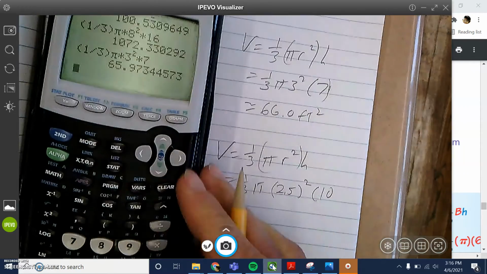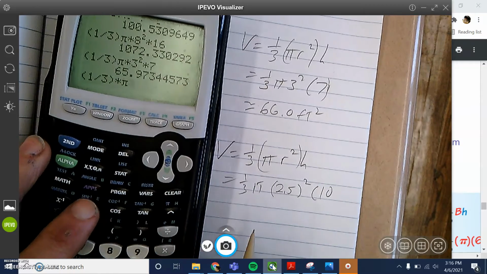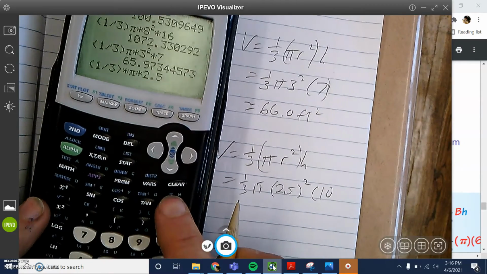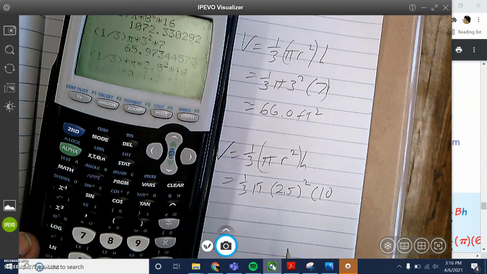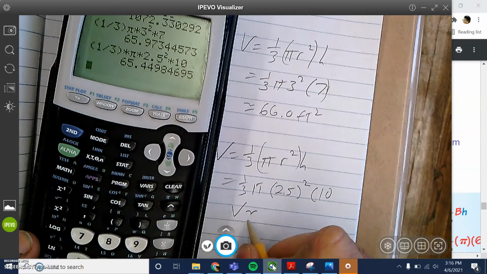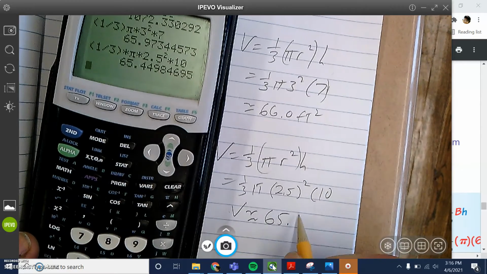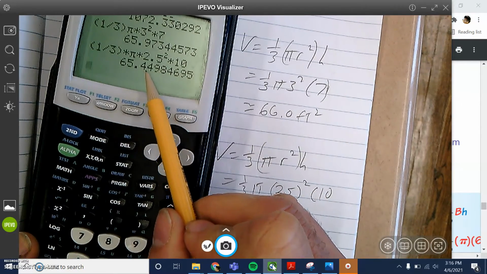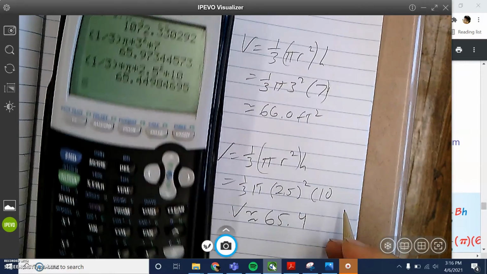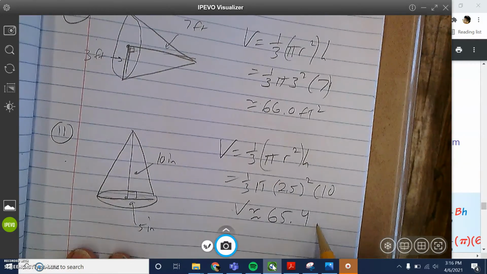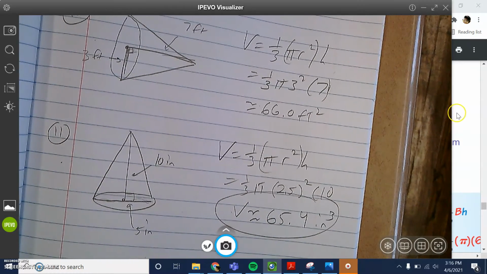All right, let's do it. 1/3 times pi times 2.5 squared times 10. So volume is approximately 65 point, right there, so that's a 4, so that stays the same. 65.4 cubic inches. There we go. Nice job. Let's move on to the practice. Good work, everybody.